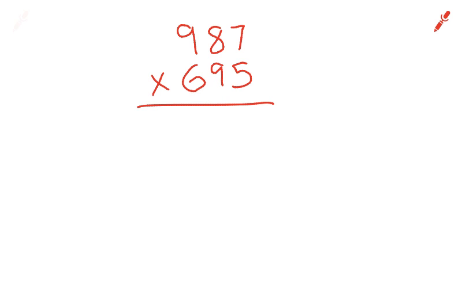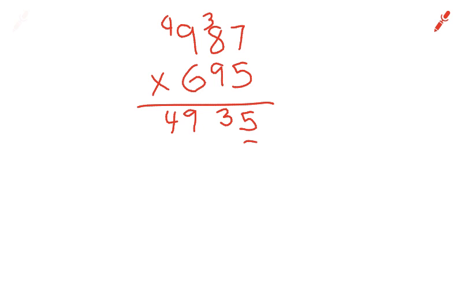D, we have a bigger number, 987 times 695. 5 times 7 is 35. 5 times 8 is 40, plus the 3 is 43. 5 times 9 is 45, plus the 4, 49.